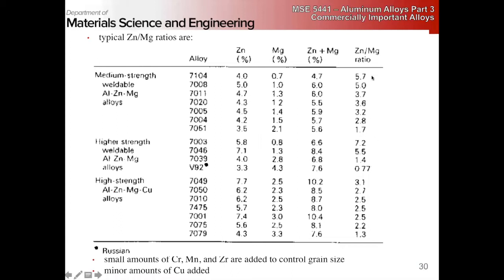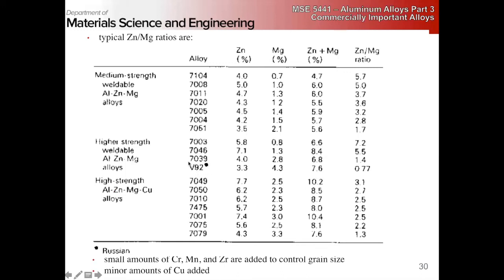All right, so we can see that the zinc to magnesium ratio is typically much higher than the 2.5 to 2.7 that we said that we wanted. Right, is interesting.